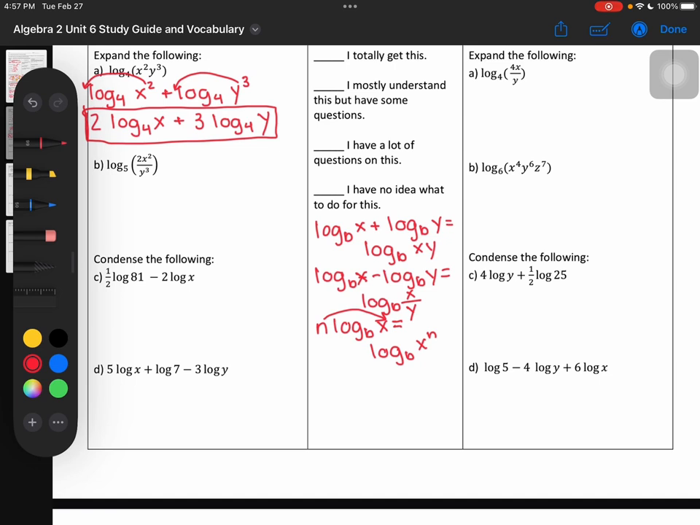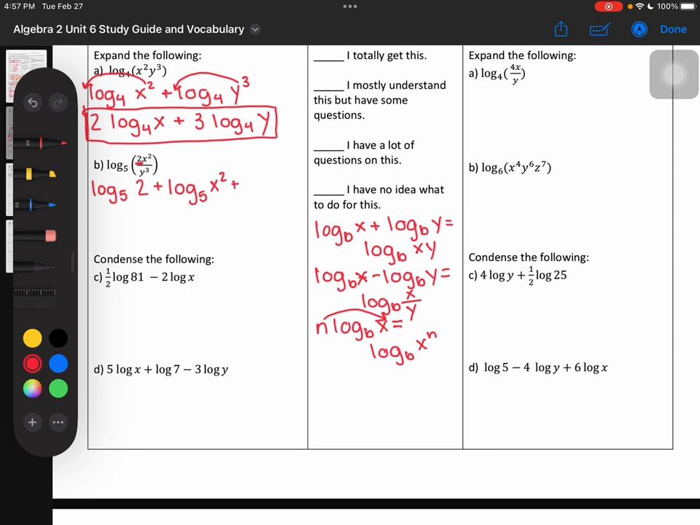Same thing with the next one. I do see that we have a number here, though, right? We have a 2 instead of a variable. So what I'm going to do here is I'm going to treat the 2 like its own variable, like it needs to be a separate log from everything else. So I have log base 5 of 2. And the x squared I see as being multiplied by that. So I have plus log base 5 of x squared.